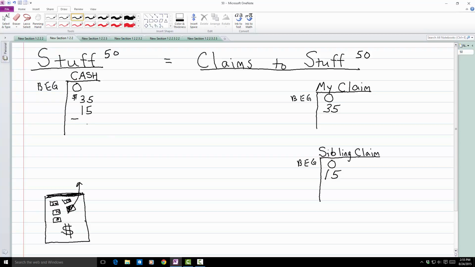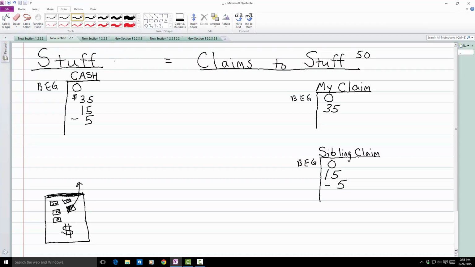So we need to take $5 out of our cash here, and since the sibling took $5 out of the bucket, her claim to the money in the bucket goes down by $5. When they took that money out, they no longer had a claim to it because they took it with them. So let's update our equation. We have 50. Sibling comes along and takes out 5.